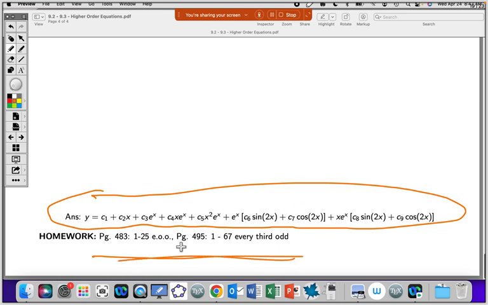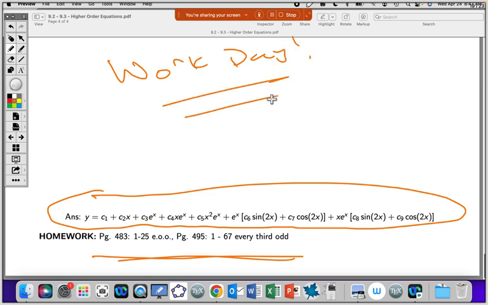the homework. So we've got some every other odds here. We've got every third odd. So get in there. These are all methods. These are either homogeneous or they're all methods of undetermined coefficients. So what we'll do tomorrow is we'll have a work day tomorrow for you to work on whatever you want. You've got one last take home.